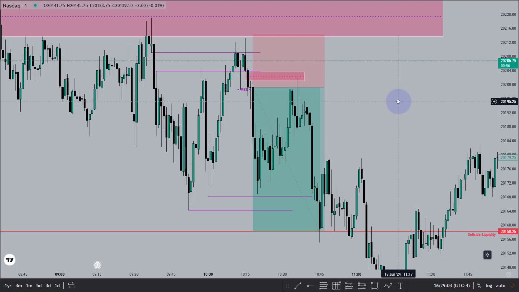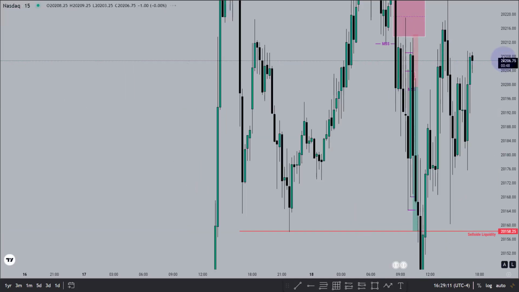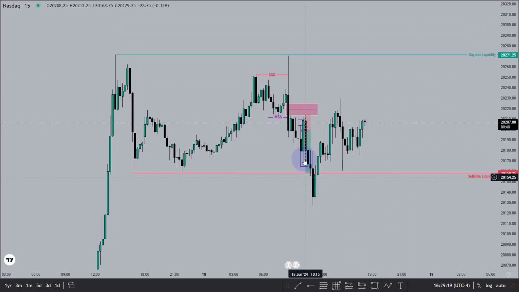Now, here is the part. After taking this sell side liquidity, what should I do? You should wait. Why should you wait? Let me go to the 15-minute chart one more time. So you have seen that the market has taken this sell side liquidity. Now, are you going to frame your sell setup again? No, you should not do that. Why? Here is the narrative again.